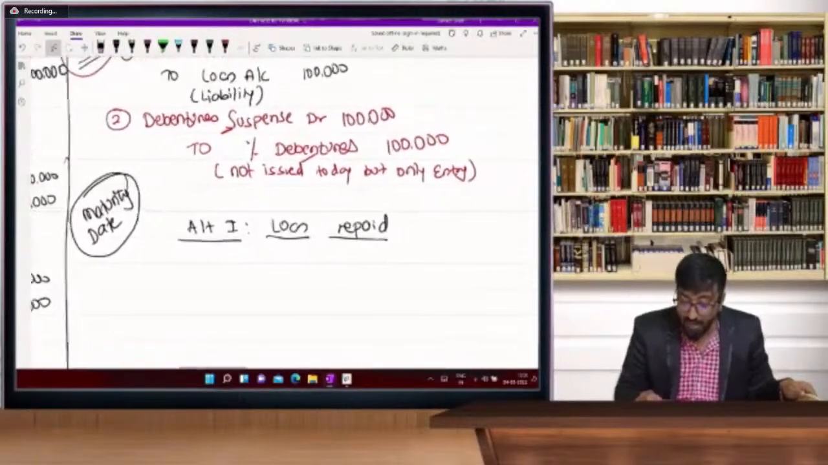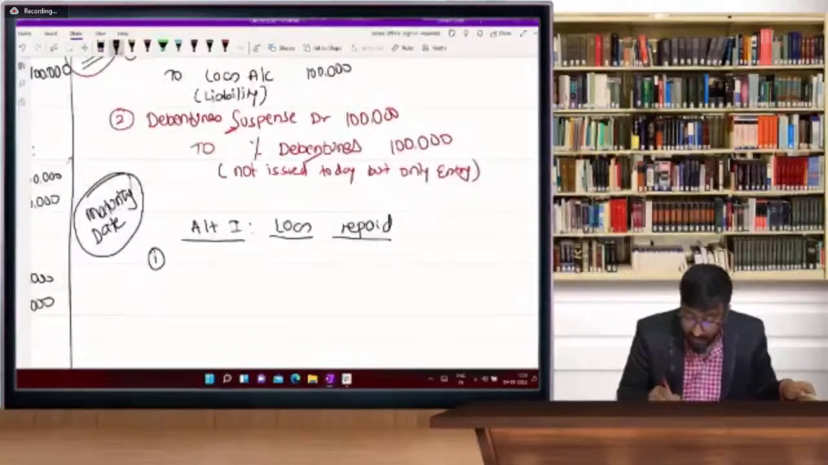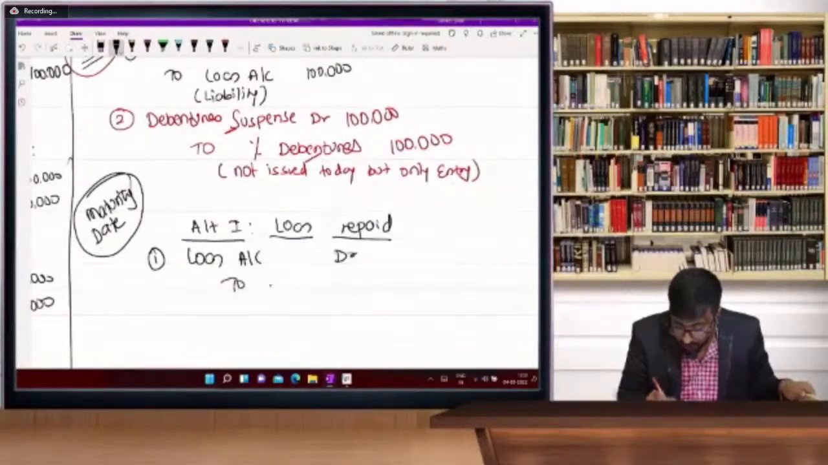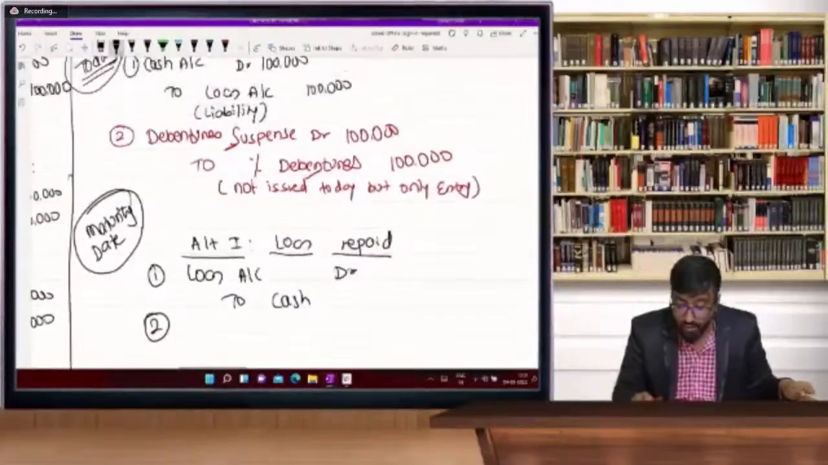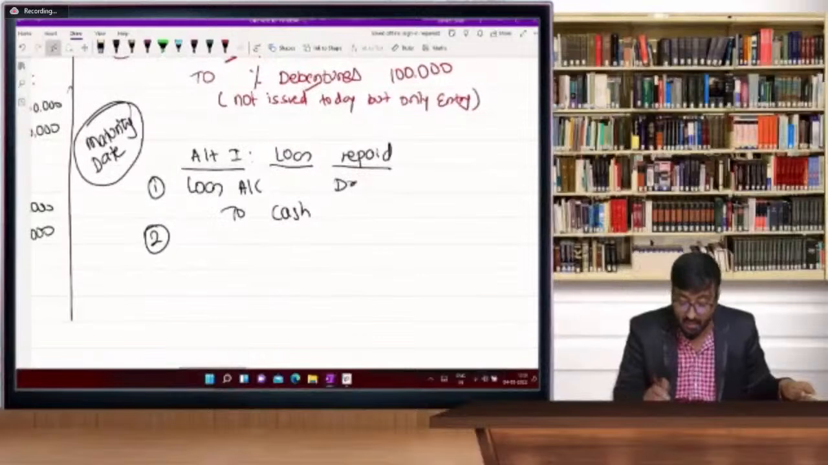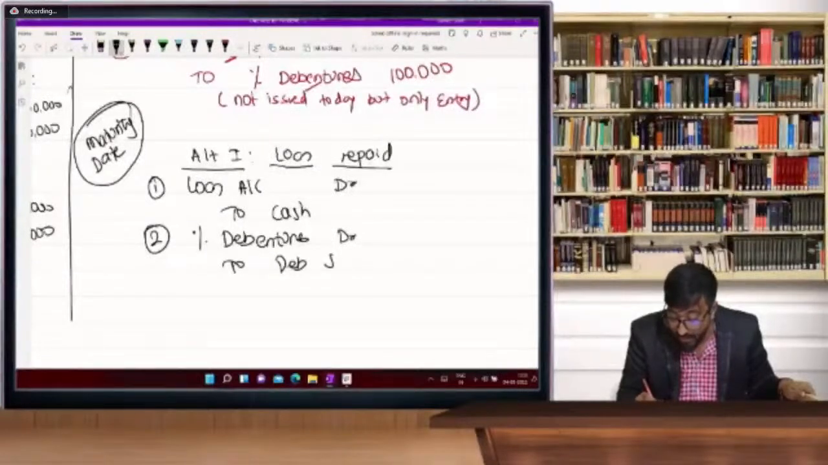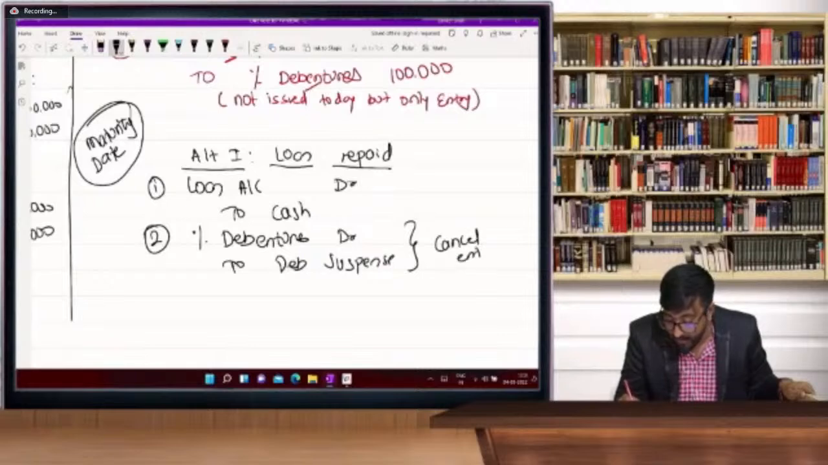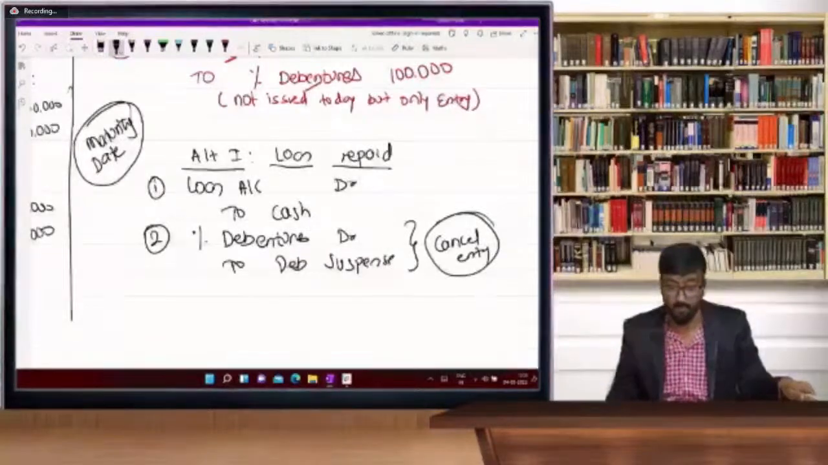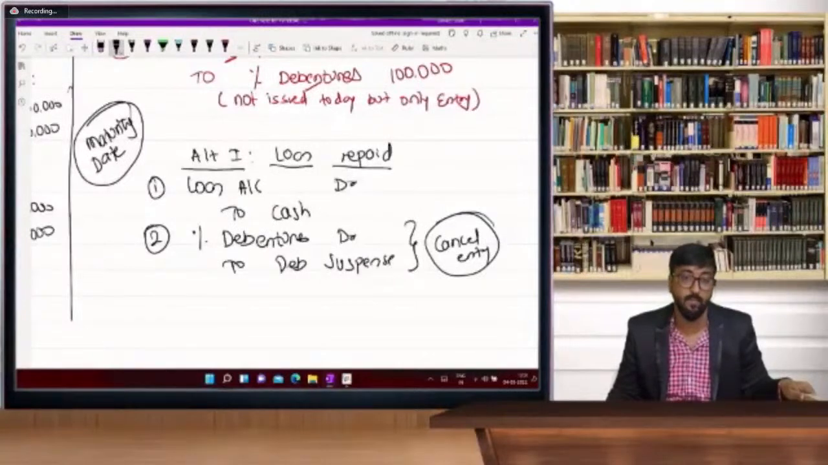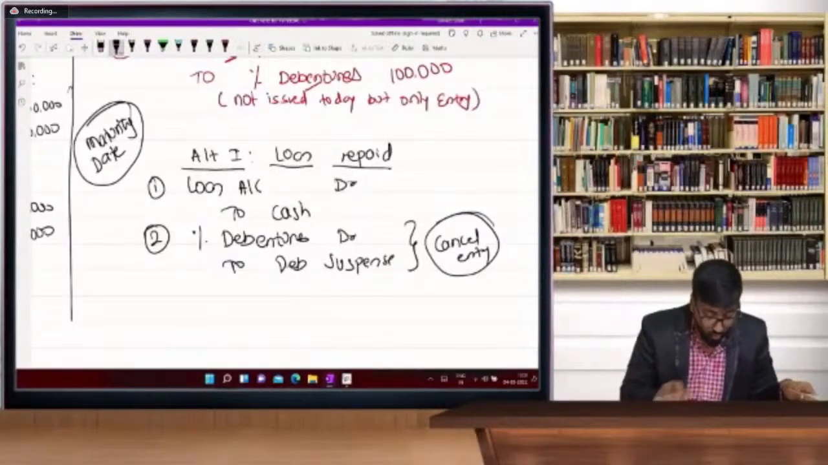Now we will pay the loan. Suppose we pay the loan, we will pass the entry: loan account debit to cash. And there is no need to write the debenture suspense entry, so we are going to cancel that. Debentures account debit to debenture suspense. We will cancel that entry, the whole entry.